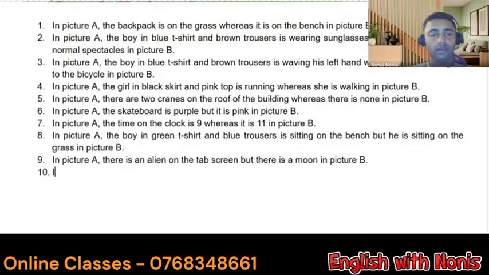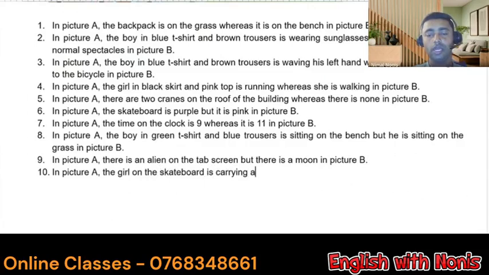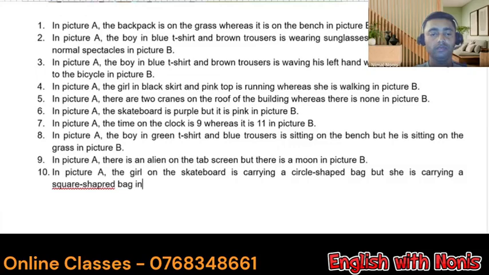So we can say, in picture A, the girl on the skateboard is carrying a circle shaped bag, but she is carrying a square shaped bag in picture B. So we can say the girl on the skateboard is carrying a circle shaped bag, but she is carrying a square shaped bag in picture B. No? Picture B. Right. Okay.